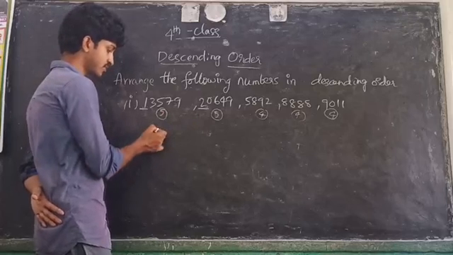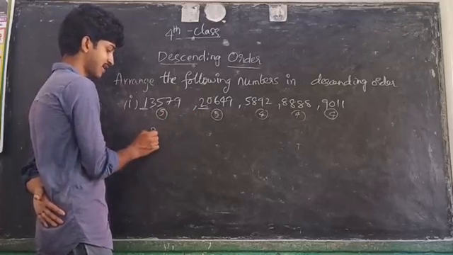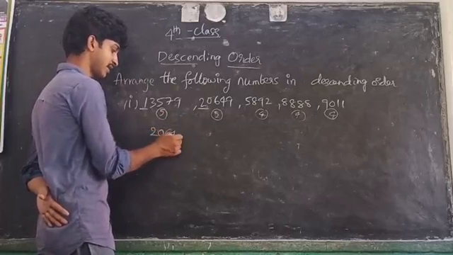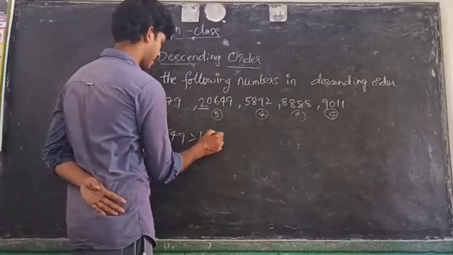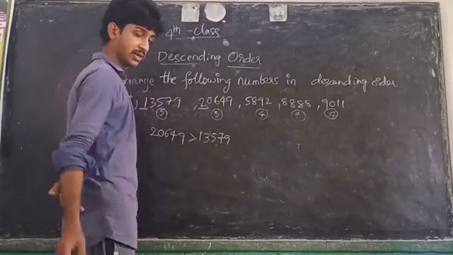So 20,000 is the greatest value. 20,649 is greater than 30,570. Okay.